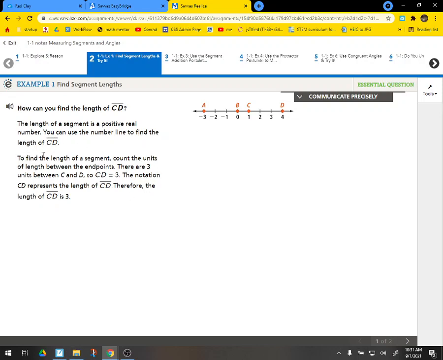So let's see what it says. To find the length of a segment, count the units of length between the endpoints. There are 3 units between C and D, so CD equals 3. Notice how there's the line over it, and then this time it doesn't have the line over it. The notation CD represents the length of line segment CD. Therefore, the length of line segment CD is 3.